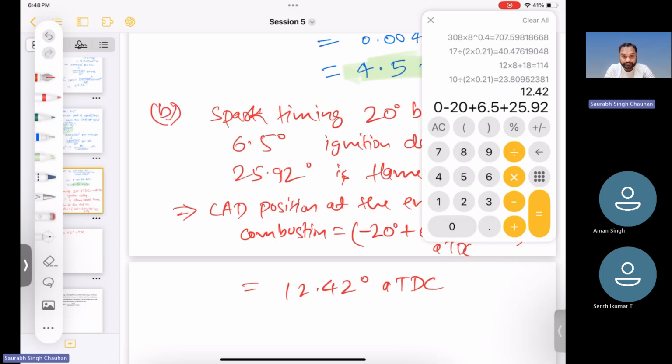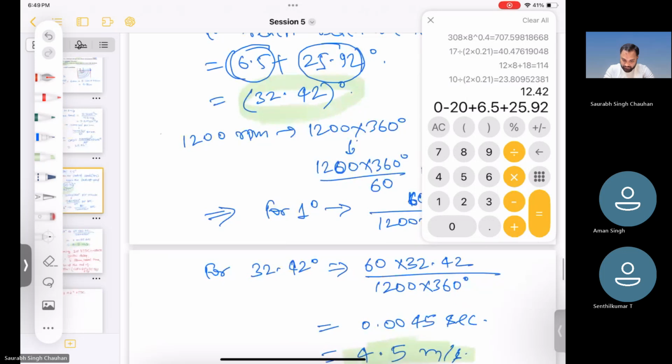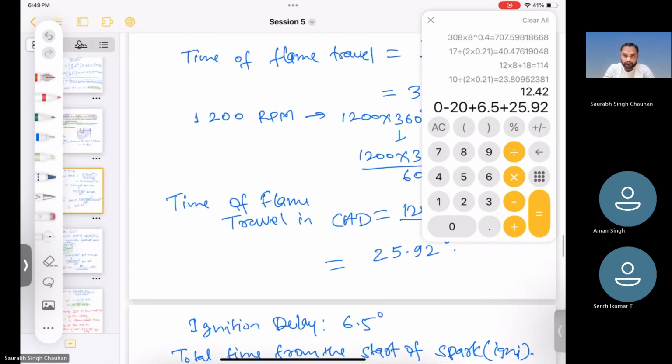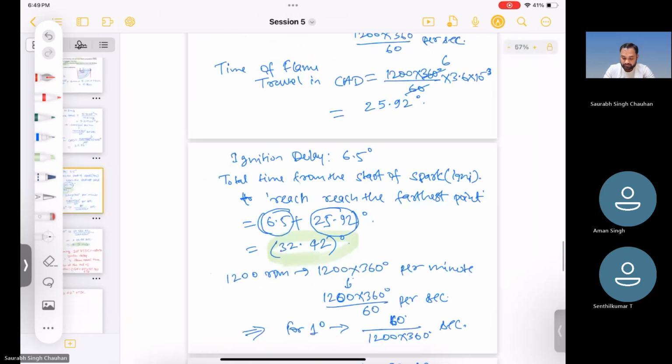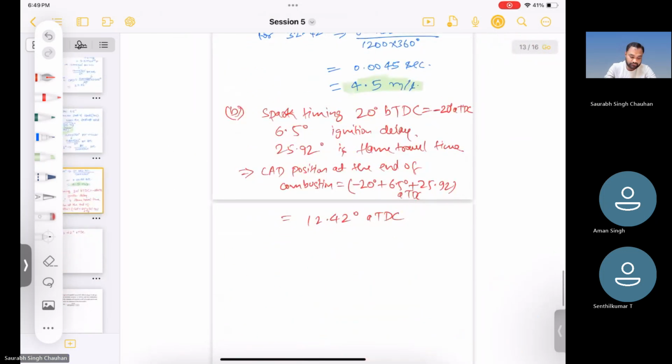Is this correct? Hello? Can you please cross check?